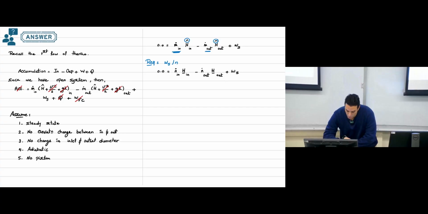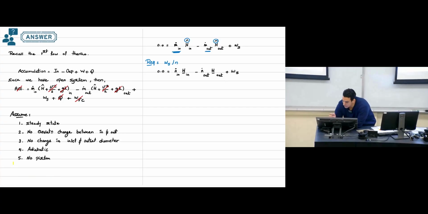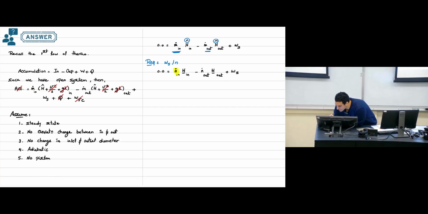So we can play with the bases. We can have it as a mass basis or we can have it as a mole basis. In this one we'll have molar. And in mass basis, if you have mass, then we have specific properties.